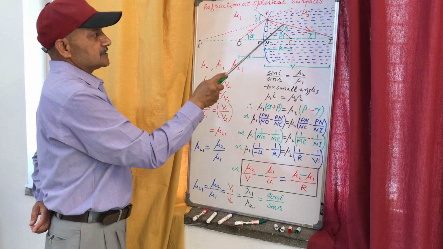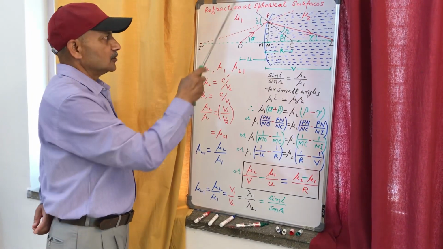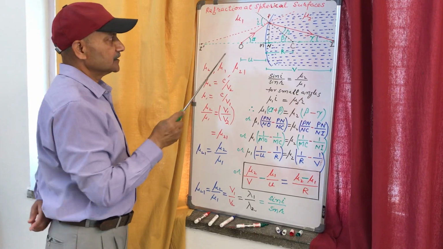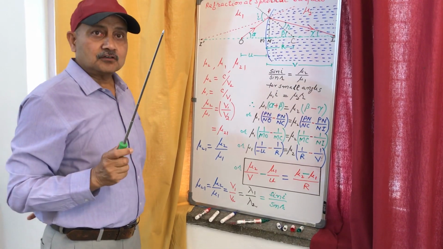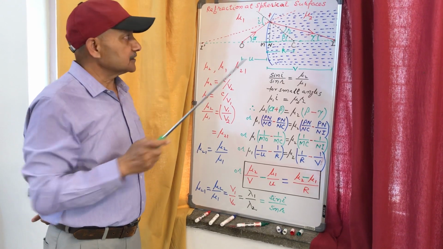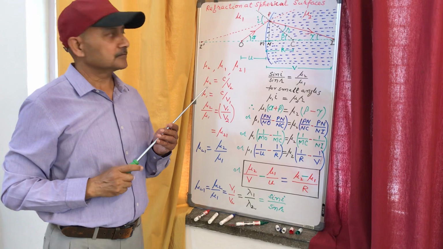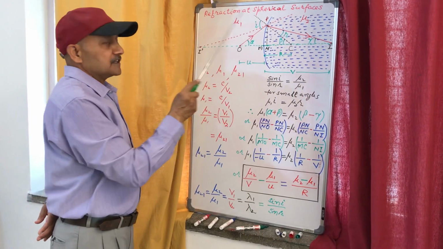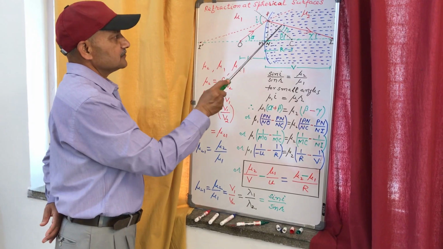This is the angle of incidence, this is the angle of refraction. Now we have to establish a relation between all these physical quantities. Now we will draw a relation for the spherical surfaces of small aperture. When the aperture is small, all these angles will also be small.